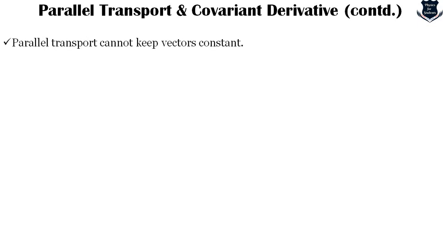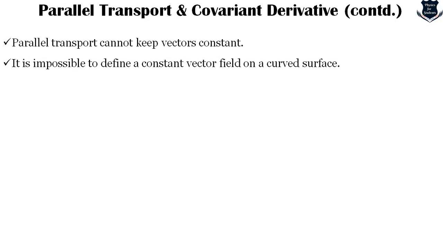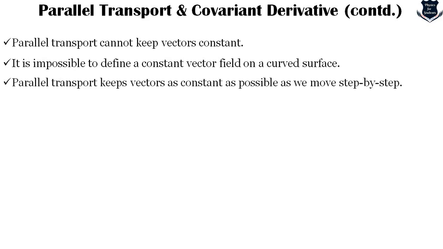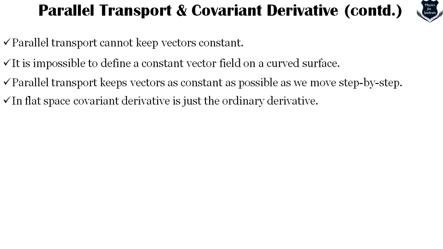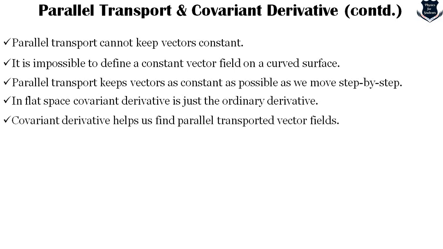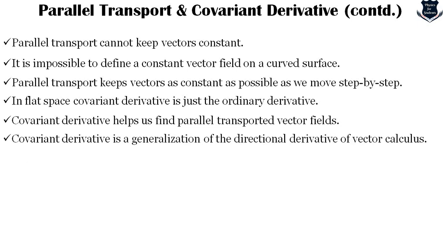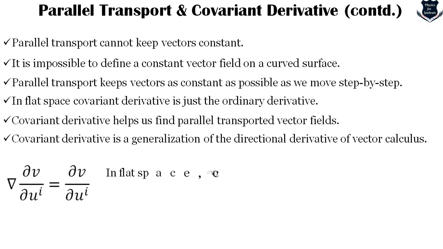Okay, so what we can now see is a few important points. Parallel transport cannot keep vectors constant. We have seen that. It is impossible to find a constant vector field on a curved surface. Parallel transport keeps vectors constant as we move one by one, taking baby steps. In flat space, covariant derivatives are just ordinary derivatives, and the covariant derivative helps us to find the parallel transported vector fields. The covariant derivative is a generalization. If you know the directional derivative, it is just generalizing the directional derivative. So you see here, this is something in flat space. It is just the ordinary derivative, del u by del ui. It goes up to i.